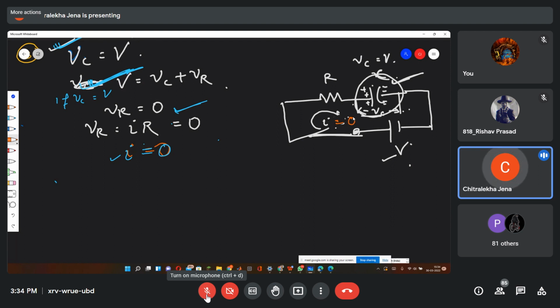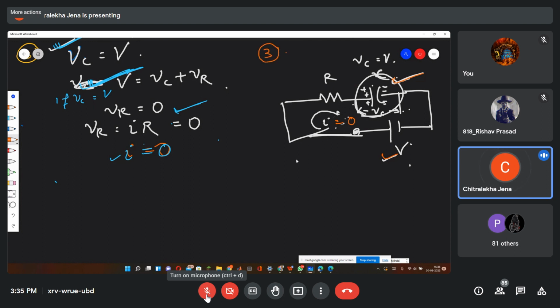Okay, so now when VC is equal to the supply voltage V, at that time no current will flow in the circuit. The capacitor behaves as an open circuit to a DC supply. All of you listen, these are all very important concepts you should know. When you provide a supply voltage to a capacitor, after some time the capacitor is fully charged to the supply voltage and there is no current in the circuit. This is the third step I have told you.